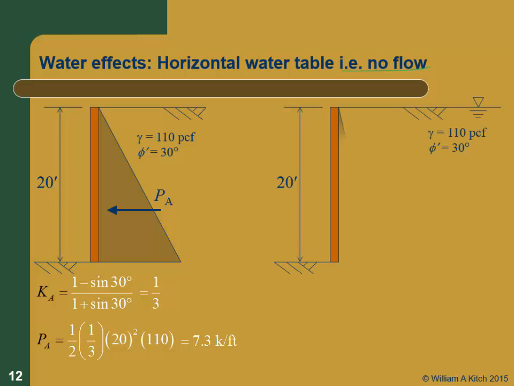Now, what happens if the soil is saturated to the ground surface? Well, remember, we still have the same K active, right? K active hasn't changed.